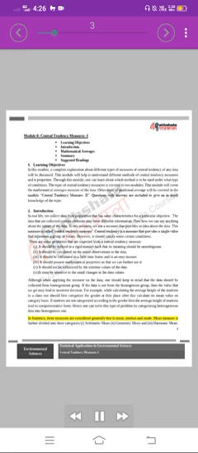In statistics, three measures are considered generally, that is mean, median, and mode. The mean measure is further divided into three categories: I. Arithmetic mean, II. Geometric mean, and III. Harmonic mean.